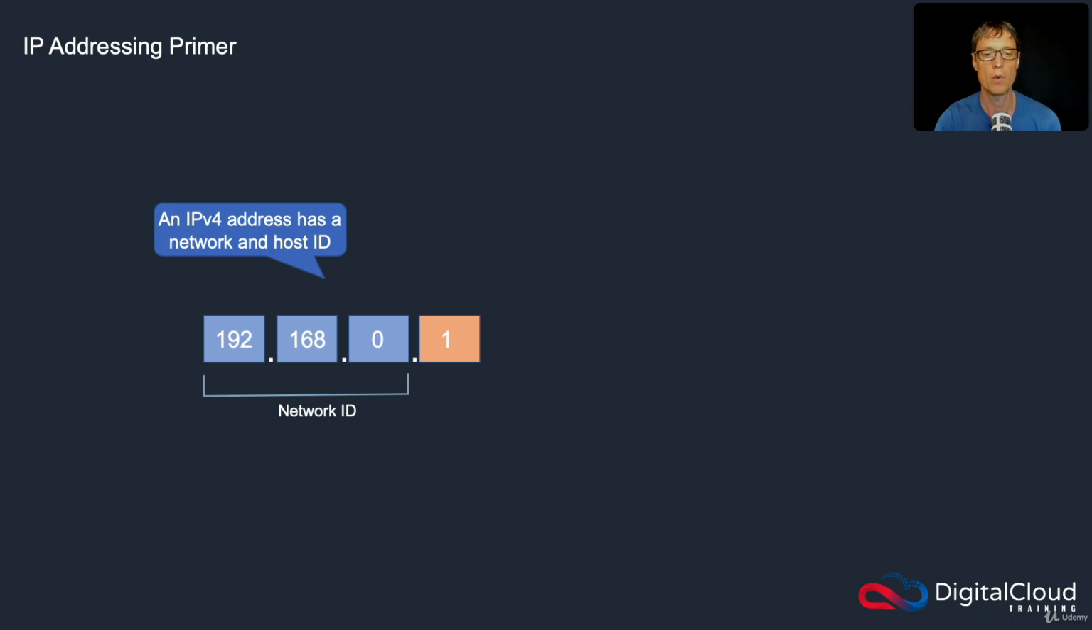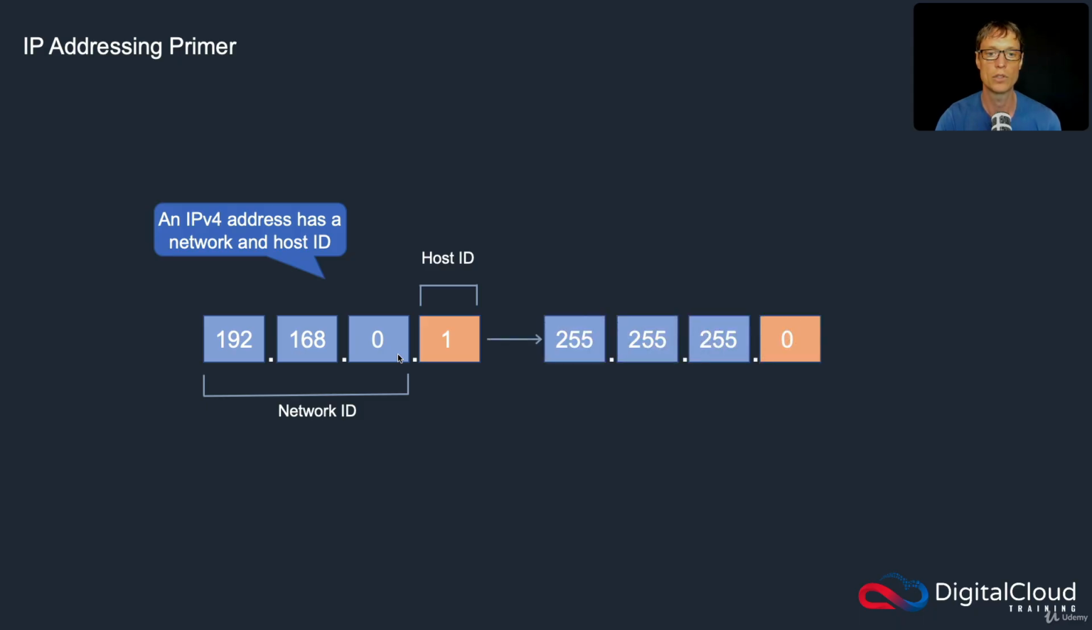It's made up of what's called a network ID and a host ID. So in this example, the 192.168.0 is the network ID and the host ID is .1. So in the example of our web server, its unique IP is 1 and it's on the network 192.168.0. So how do you know what is the network portion and what is the host portion? Because it can be different depending on the type of IP address range you're using.